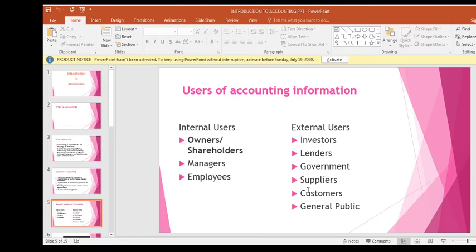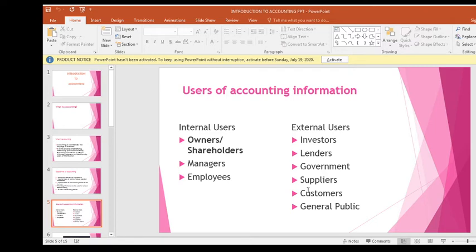We also have managers, who are also internal users, who are charged with the responsibility of running the business. They need to know whether the policies that they have put in place are aiding the business to perform better, and whether those policies need to be adjusted or to be maintained.